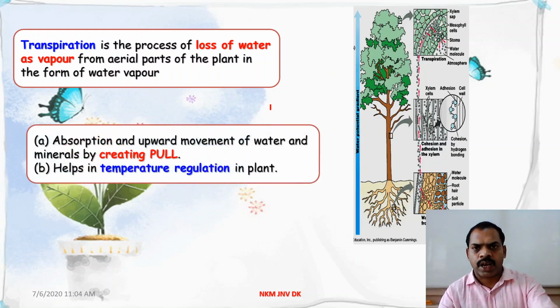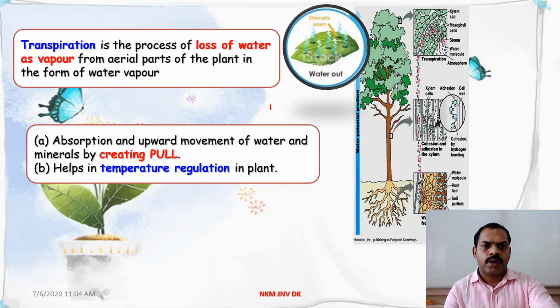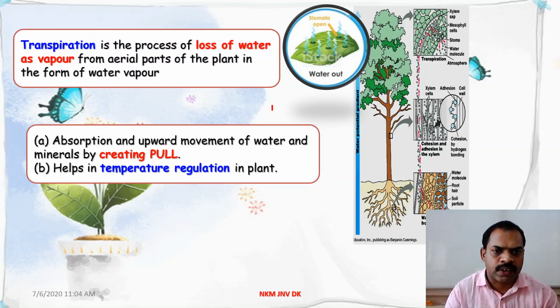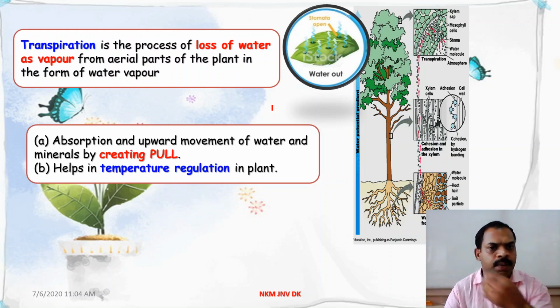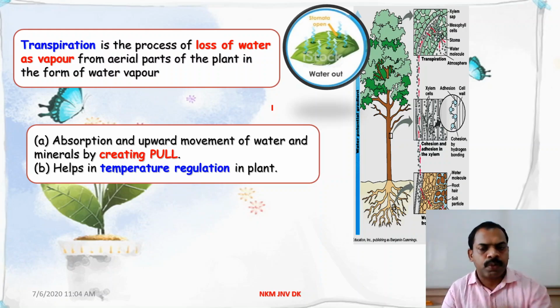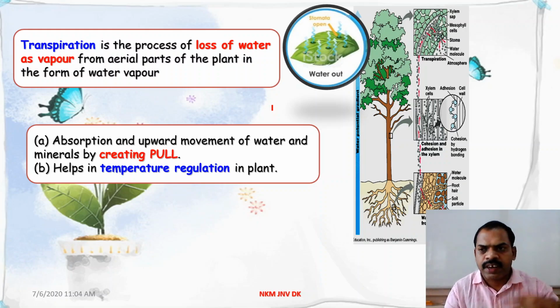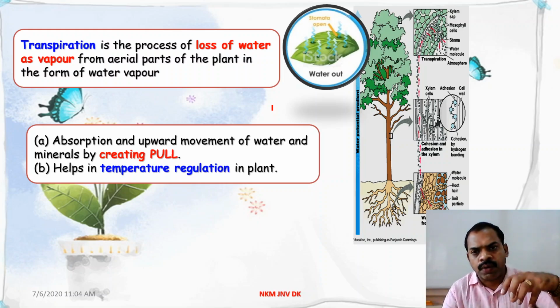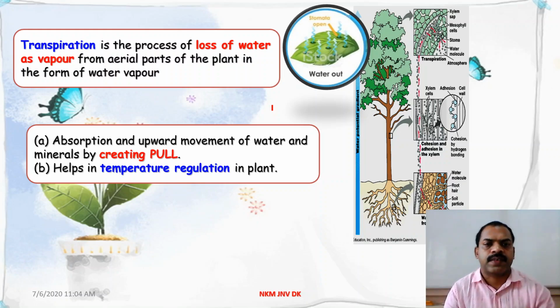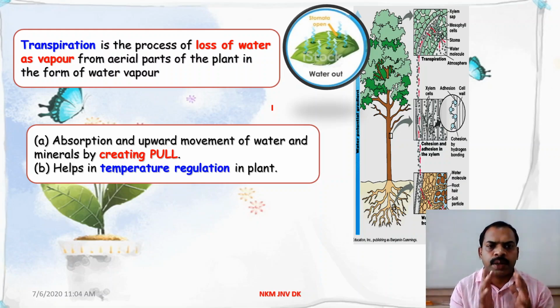So what are the other advantages of this transpiration? It is a major driving force or pulling force to absorb water and minerals. Very important: minerals also come along with water, so it helps to absorb not only water but also minerals, and it helps in temperature regulation in plants.